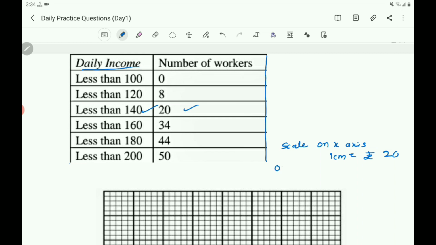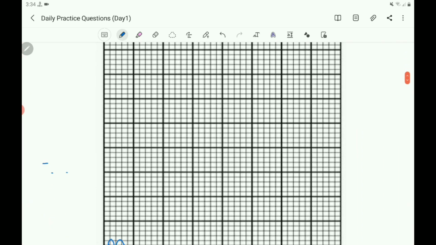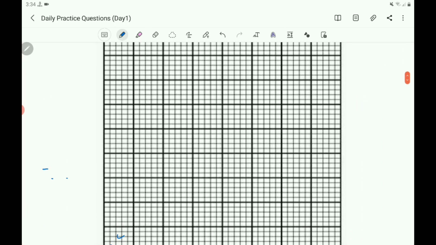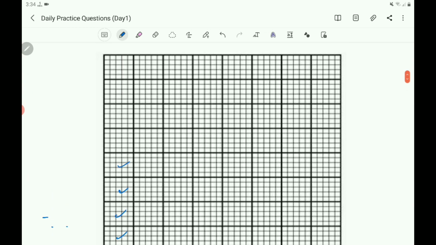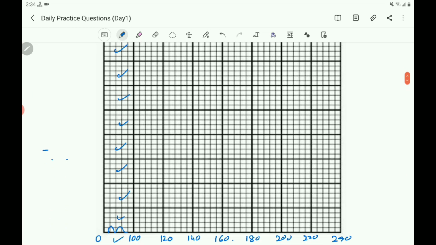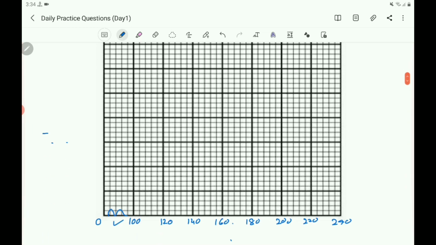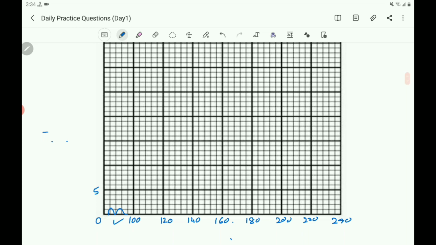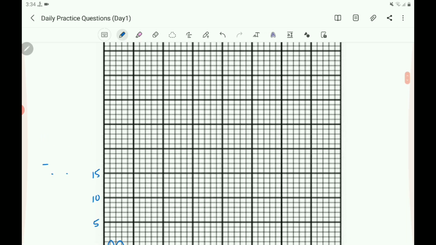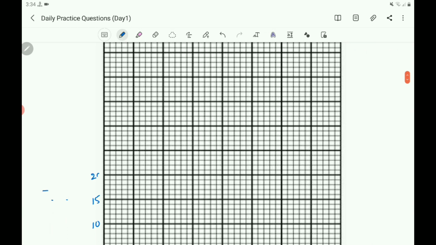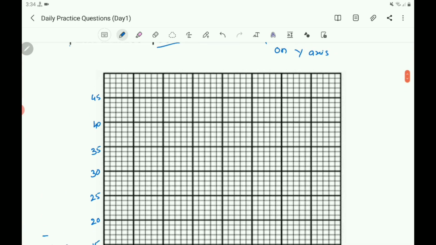Then on the y-axis, the maximum is 50. So here how many columns are there? 1, 2, 3, 4, 5, 6, 7, 8, 9, 10. 10 is okay. So you can take 5 workers equals 1 centimeter. 1 centimeter equals 5 workers. You take 5, 10, 15, 20, 25, 30, 35, 40, 45, 50.